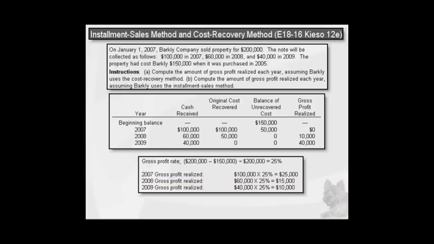And then finally in 2009 we take the amount of cash we received times the gross profit rate again, and we record the final 10,000. And that's how we would approach Part B, where we would calculate gross profit using the installment sales method.